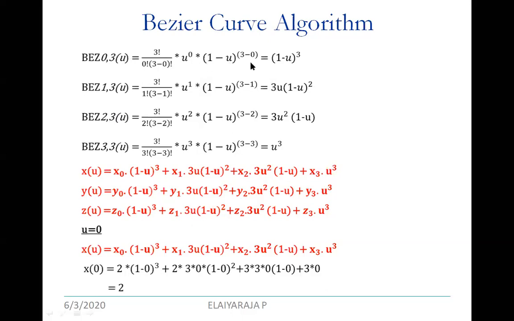So when you derive with respect to k equal to 0 and n equal to 3, you will get 1 minus u power 3. Similarly, for 1 comma 3, you derive 3u into 1 minus u power 2. Next, when you derive with 2 comma 3, you will get 3u power 2 into 1 minus u. When you derive with the final position 3 comma 3, you will get u power 3.